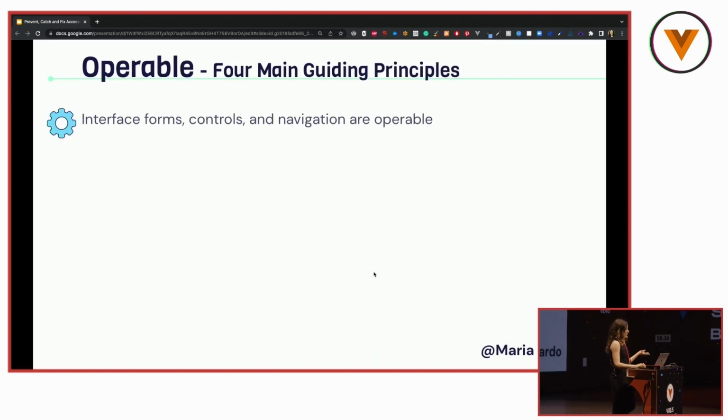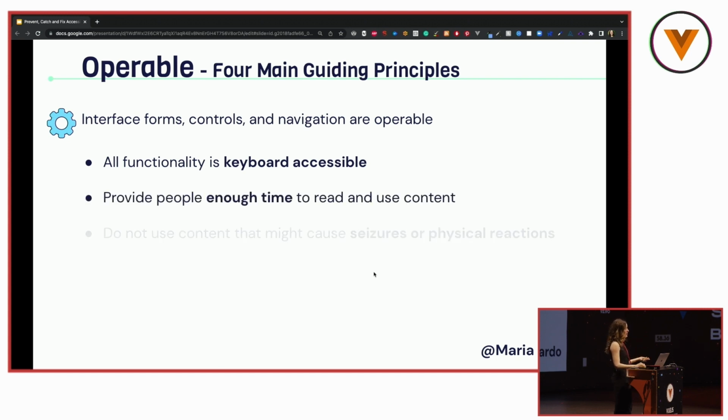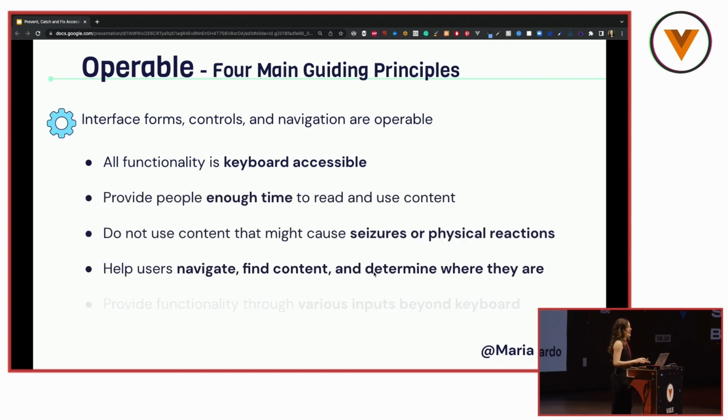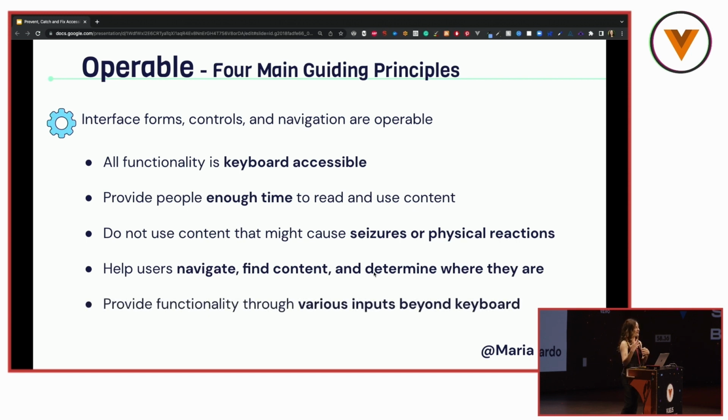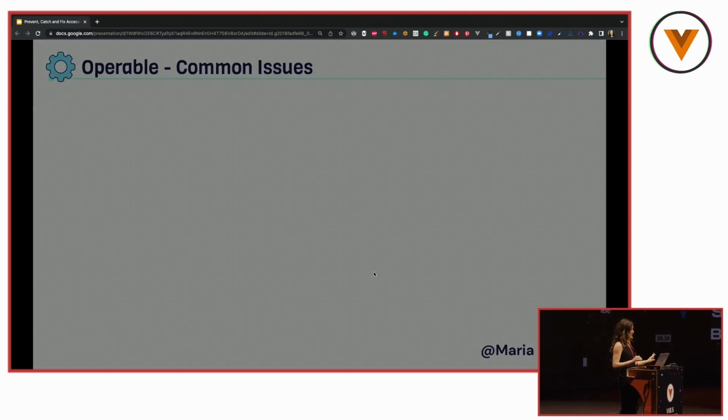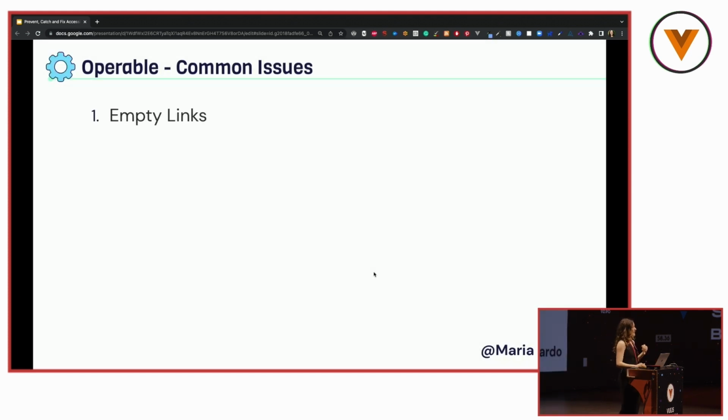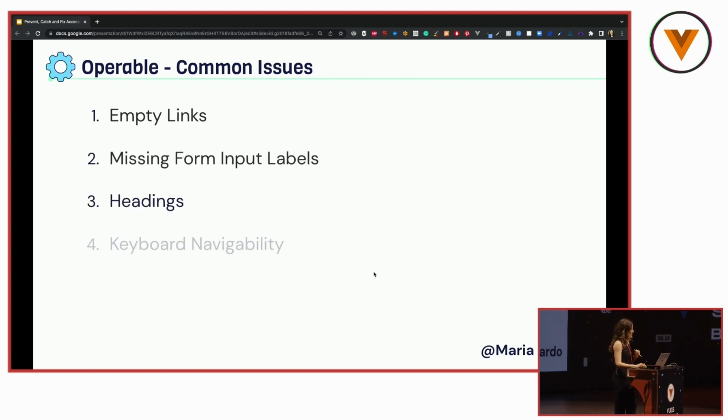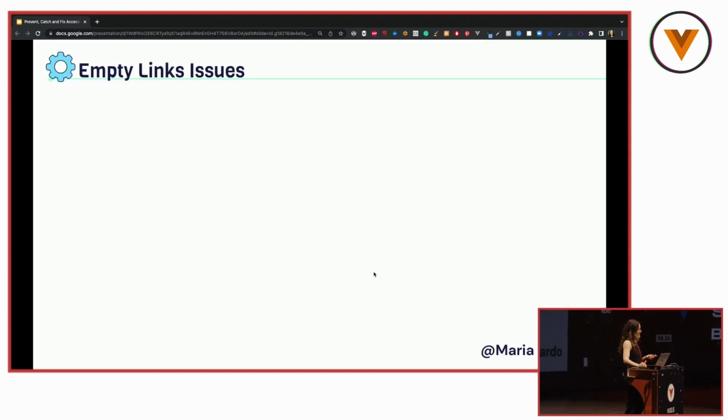Let's move on to Operable, which is another main guiding principle. In here, you want to make sure that your user interface, forms, controls, and navigation are all operable by a keyboard. You're giving people enough time, and you're not providing anything that causes seizures or anything like that. But let's focus on some of the common issues for this principle. Here, we're going to encounter things like empty links, missing form labels, heading issues, keyboard navigability issues.